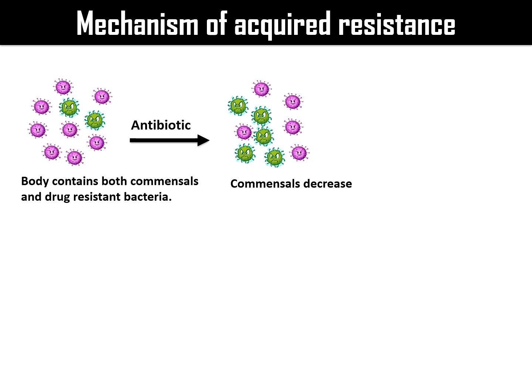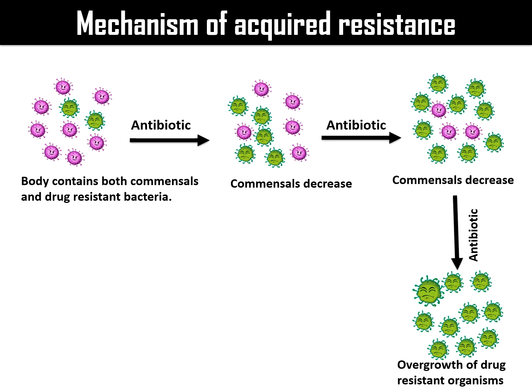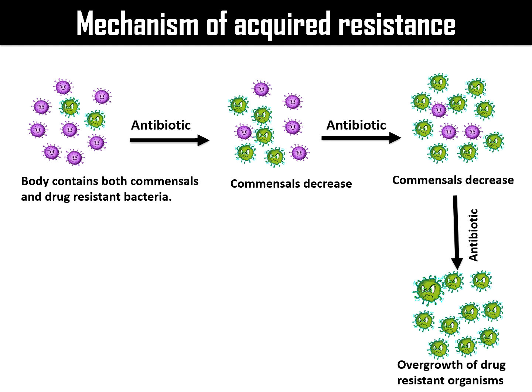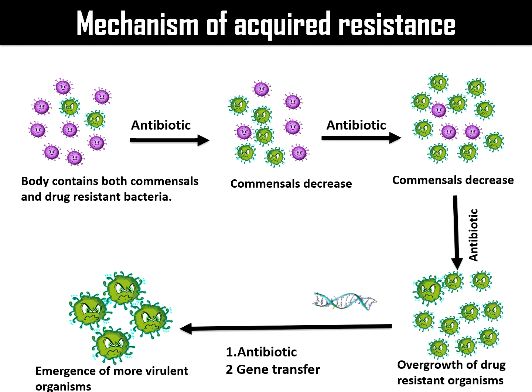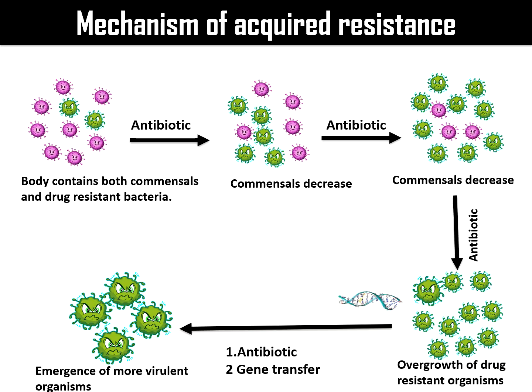What happens is that due to exposure to antibiotics, the commensals get killed and the drug-resistant organism continues to increase. So there is a relative disproportion between the commensal and the drug-resistant organism. And this situation aggravates on continued exposure to the antibiotics. And at one point of time, there is overgrowth of drug-resistant organism, and this organism keeps on transmitting the drug-resistant gene and promotes emergence of more virulent organisms.